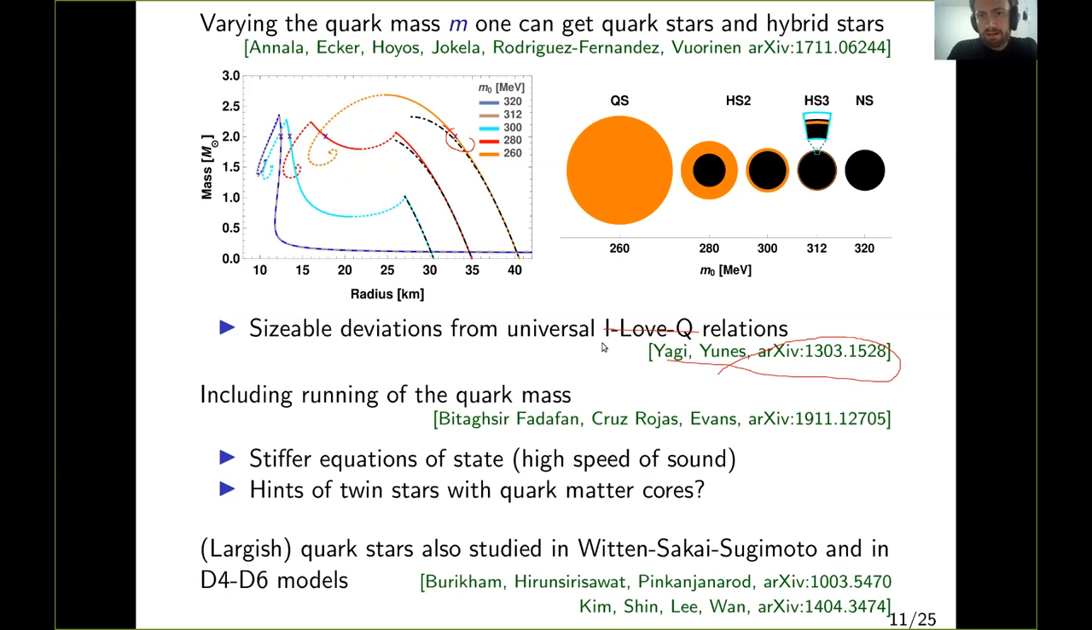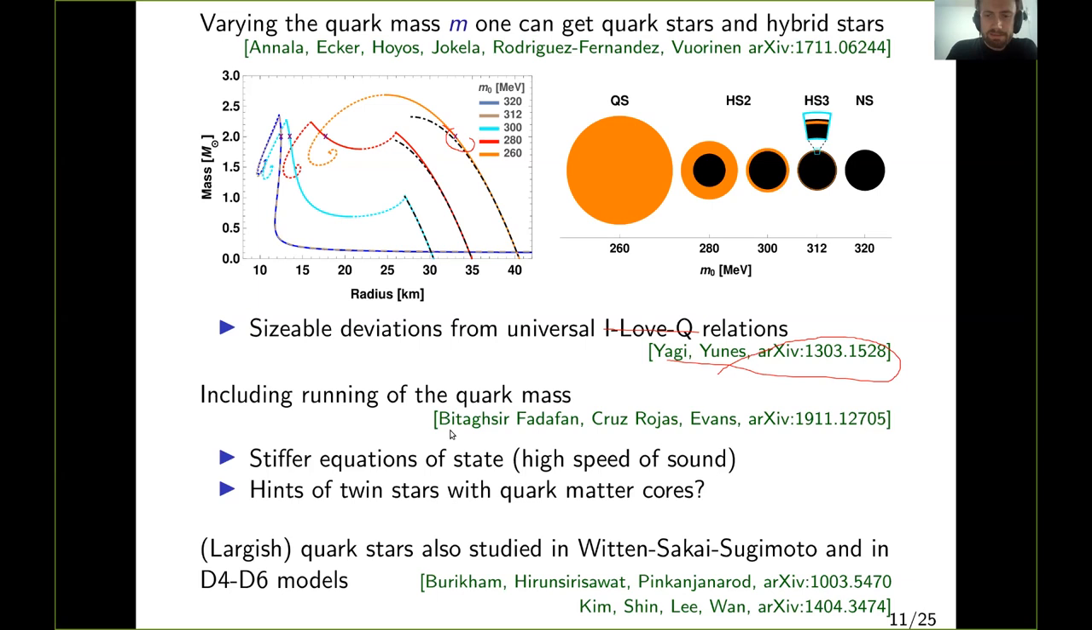Here, I is the moment of inertia of the neutron star, Lambda is the deformability parameter, and Q is the quadrupole moment of the neutron star. And these are useful relations to compute the properties of neutron star mergers. Therefore the universal properties are useful, so it's interesting if you get deviations.